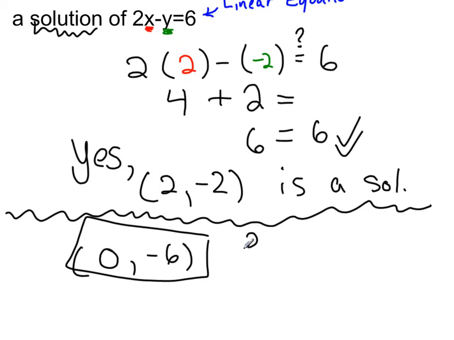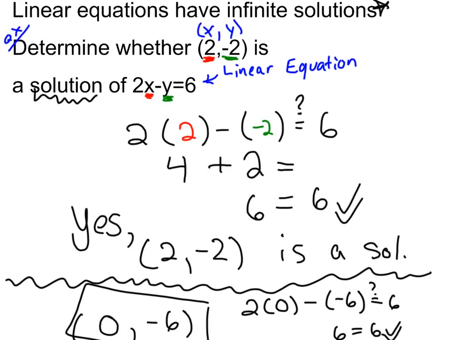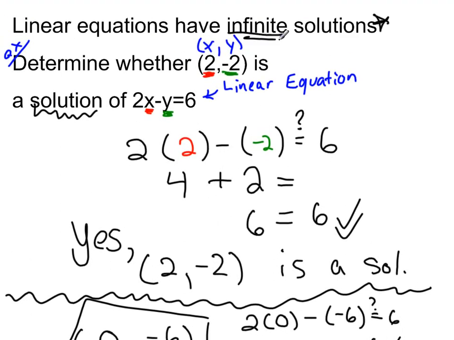Well, 2 times 0 minus y. Well, y is -6, and I'm checking if that equals 6. Well, 2 times 0 is still 0. Minus a negative is a positive. Sure enough, 6 equals 6. So this is another solution. And I'm sure you could think of at least 20 more if you really felt like it. In fact, you'd be going on forever because there are infinitely many solutions to this linear equation.